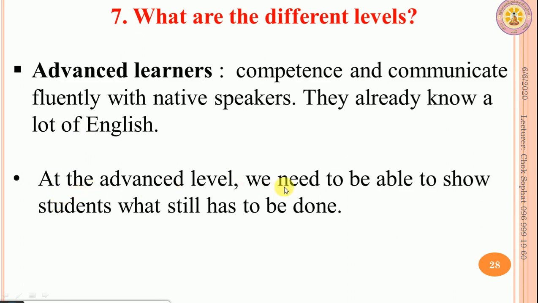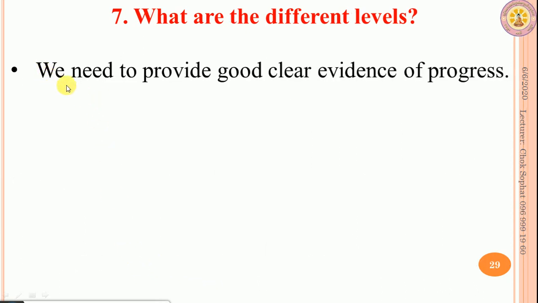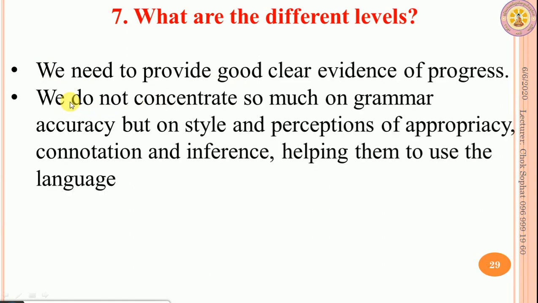At the advanced level, we need to be able to show students what still has to be done. So the advanced level is the highest level. We need to provide good, clear evidence of progress. We do not concentrate so much on grammatical accuracy, but on style and perception of appropriacy, connotation, and inference, helping them to use the language.